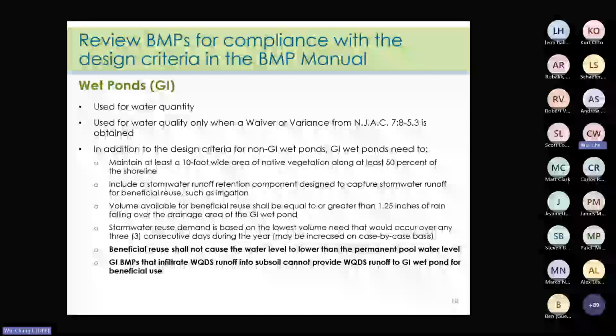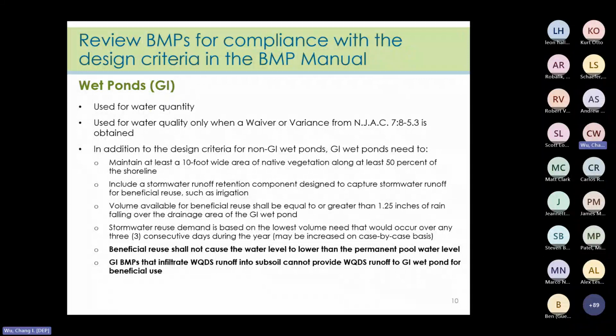And stormwater reuse demand is based on the lowest volume needed that would occur over any 3 consecutive days during the year. And beneficial reuse should not cause the water level to lower than the permanent pool water level. And GI BMPs that infiltrate water quality design storm runoff into subsoil cannot be counted as water quality design storm runoff that contributes to the GI wet pond for beneficial use.